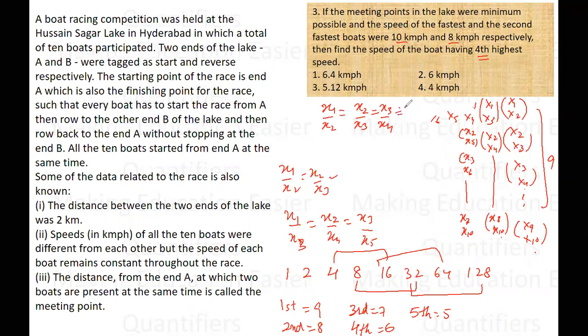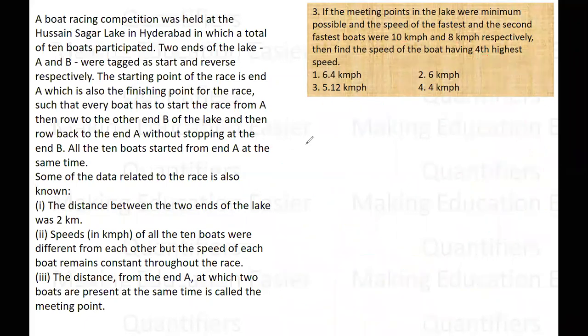And then x4 and x5 and so on, right? So the ratios would be the same. The ratios of the consecutive boats with the consecutive fastest speeds will be the same. Now here the first and second boats have the ratio 10:8, meaning 5:4. So that means the ratio of the second and third will also be 5:4.